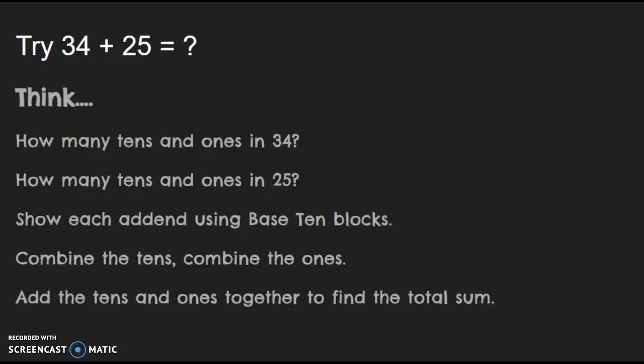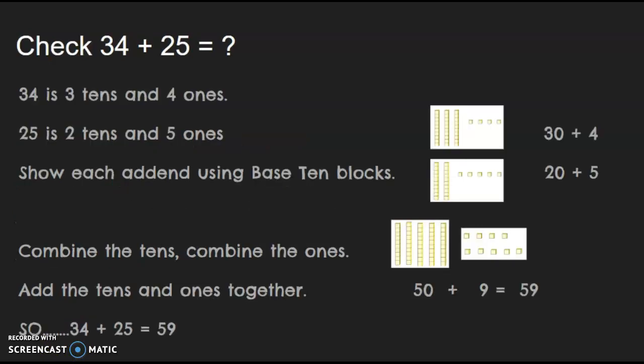So why don't you try one yourself? Try 34 plus 25. Pause the recording and ask yourself these questions. Try to solve. So how'd you do? Check your work on this page. Pause the video if you need to.